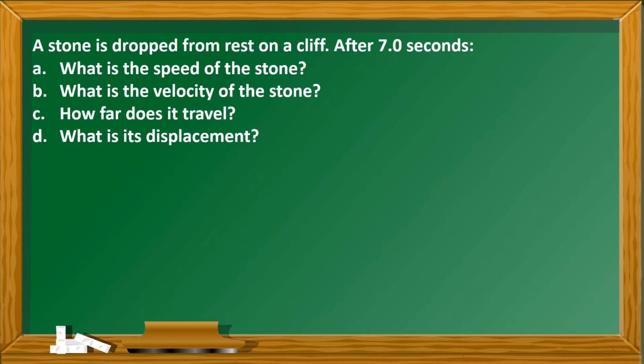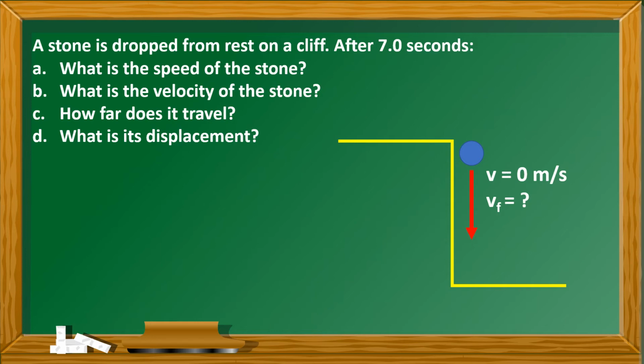Before we proceed on calculating, let's first identify what are the given. This is the illustration for us to better visualize what we're going to solve. There's a cliff, there's the stone, and it says that from rest it was dropped. So what are the variables given? First, since the stone is dropped from rest, the initial velocity is equal to 0 meters per second. And we're looking for its final velocity. Also, time is given, 7.0 seconds, and acceleration is negative 9.8 meters per second squared. It's negative because the object is dropped downwards.